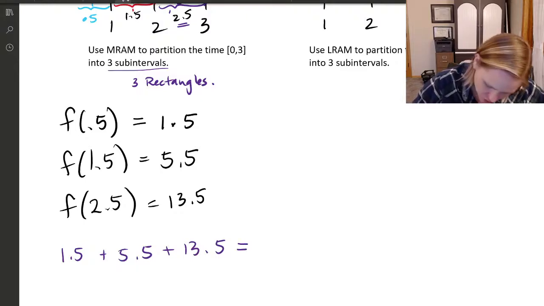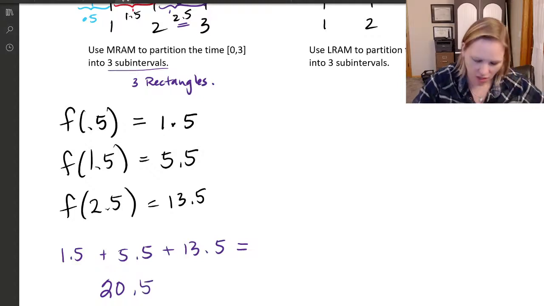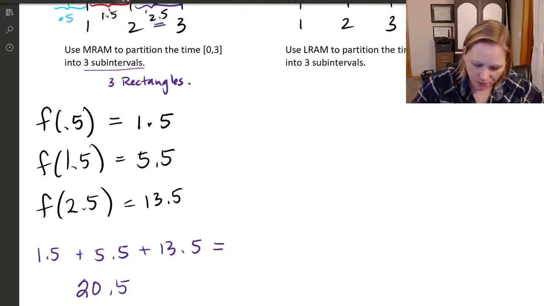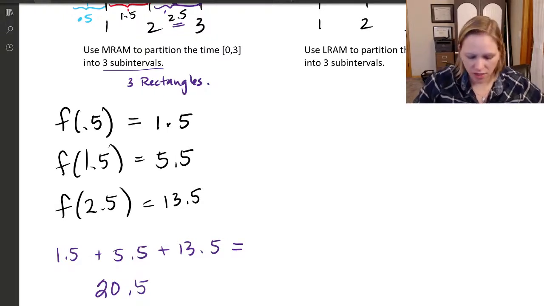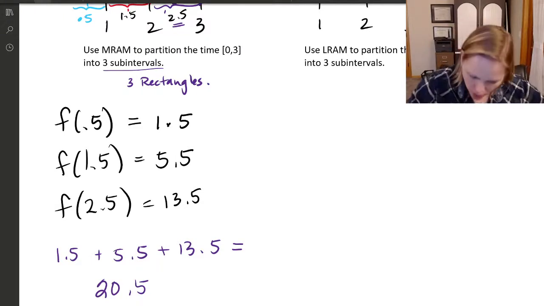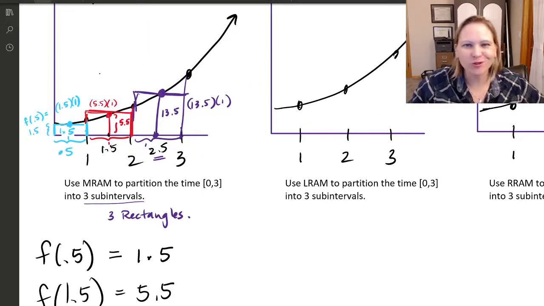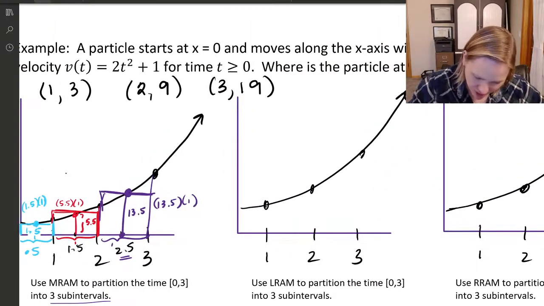And that gets us, what, 6, 7, 20.5 as our approximation. That's how we do an MRAM problem. Now what we're going to do is an LRAM problem. We're going to use the same function, and LRAM should be just a little bit quicker since we don't have to find all those midpoints, and I've already written them down up here.